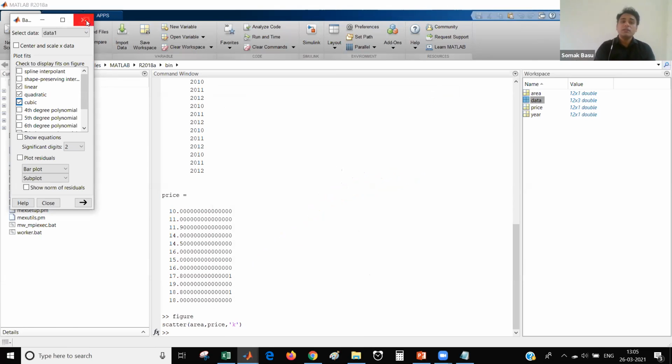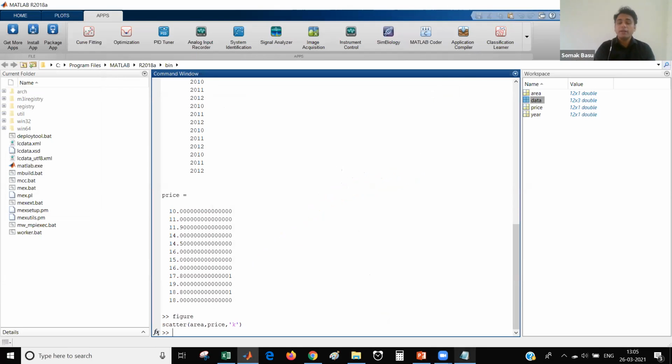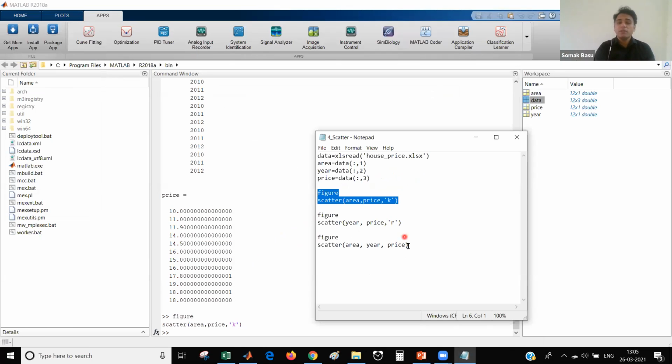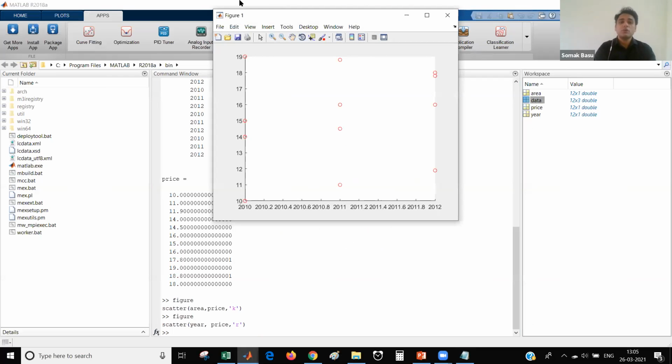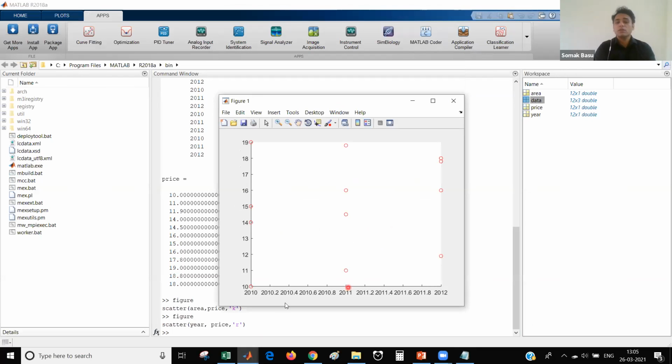Now, another thing you can do is try to find out the relationship between, say, the year and the price. Again, you'll see the x-axis corresponds to the years, the y-axis corresponds to the prices. So as the years keep increasing, you'll see the prices also keep increasing. Okay, so this is the concept of a scatter plot.